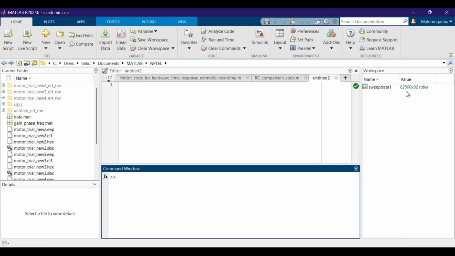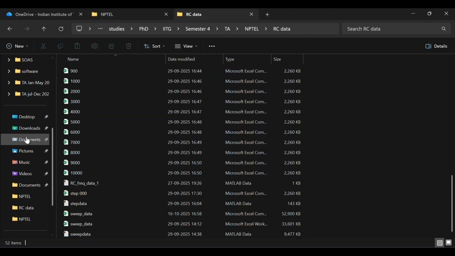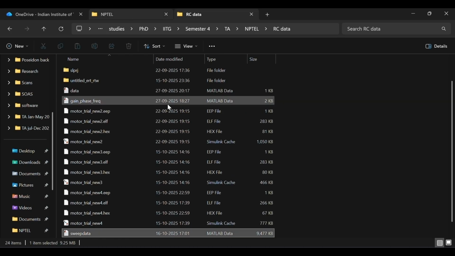Now we want to save this workspace in a .mat file. We will use the save command for this operation. We will give the file name, whatever file name we want to give. In this case, let's keep it sweepdata.mat, and we will use the variable name over here, which is sweepdata1. In this way, we are going to save it. Once this command is run, we will see the saved .mat file. Later, we can reload the .mat file and we can see the sweep data in the workspace.